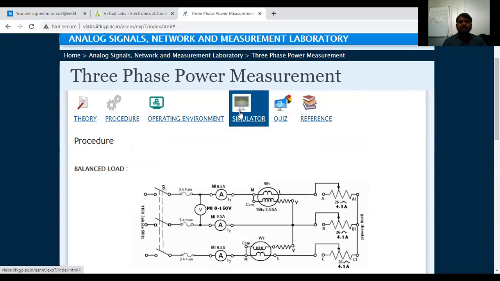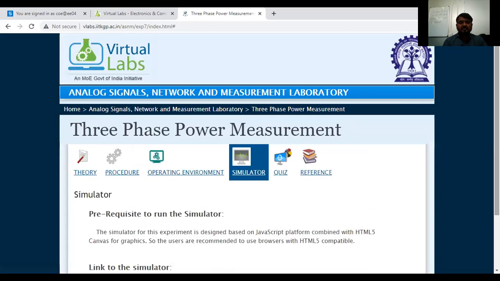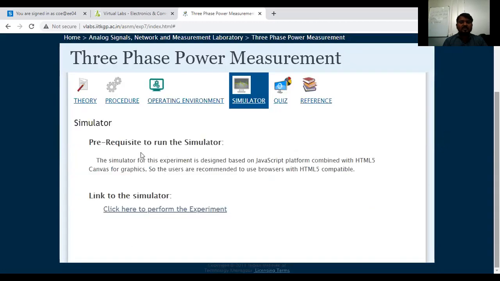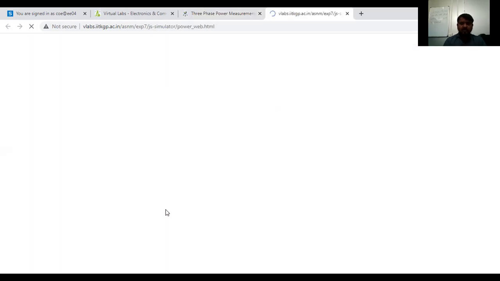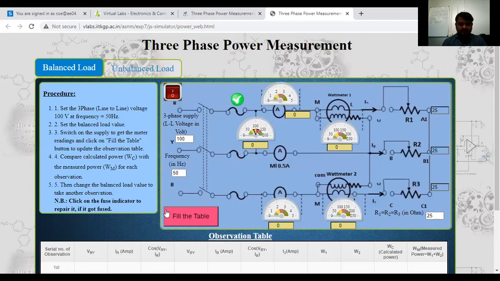We will execute the practical here. The prerequisite to run the simulator is that the simulator for this experiment is designed based on the JavaScript platform with HTML canvas scripting. So users are recommended to use a browser with HTML compatibility, meaning Google Chrome. The link to the simulator is "click here to perform the experiment." I want to perform the experiment now, so I will click on this one. It will open the experiment.